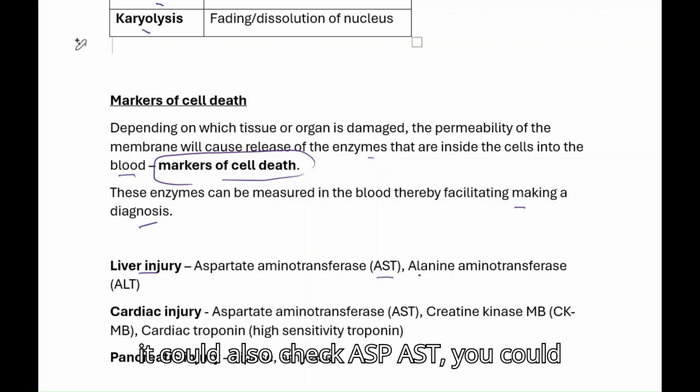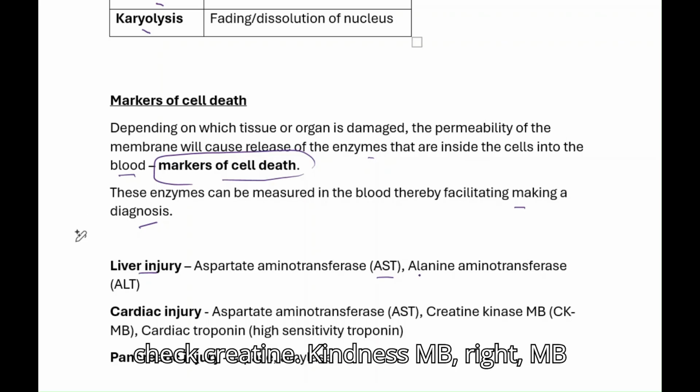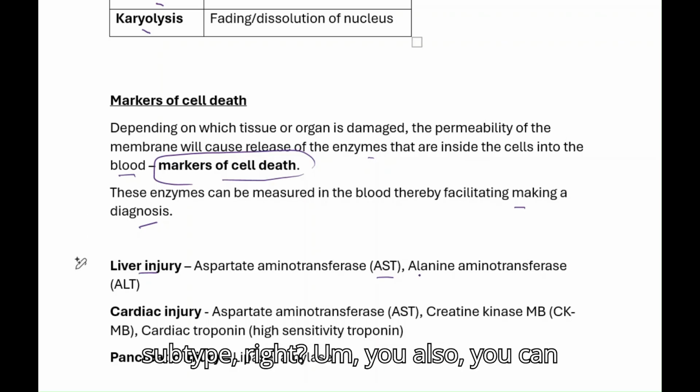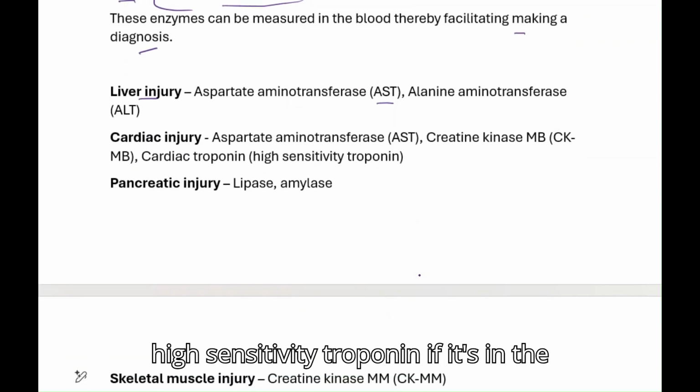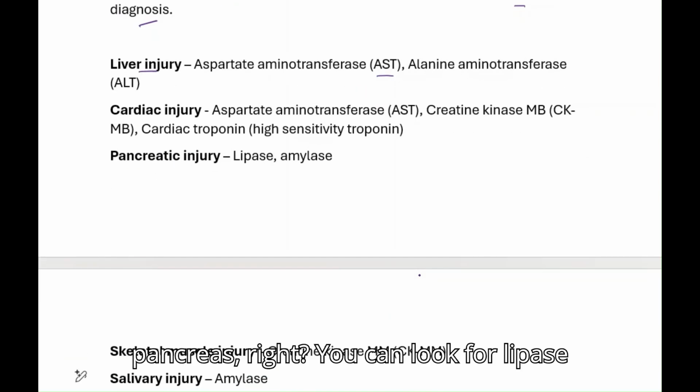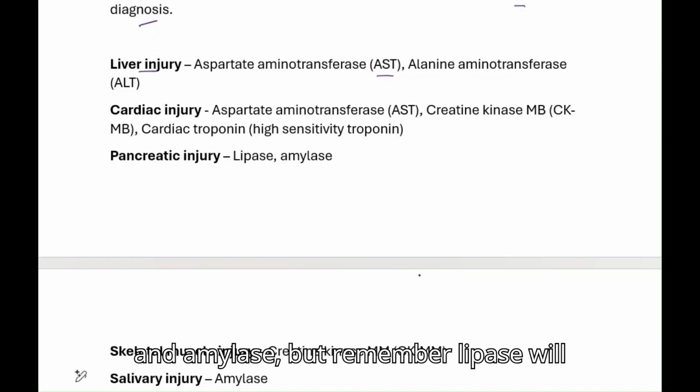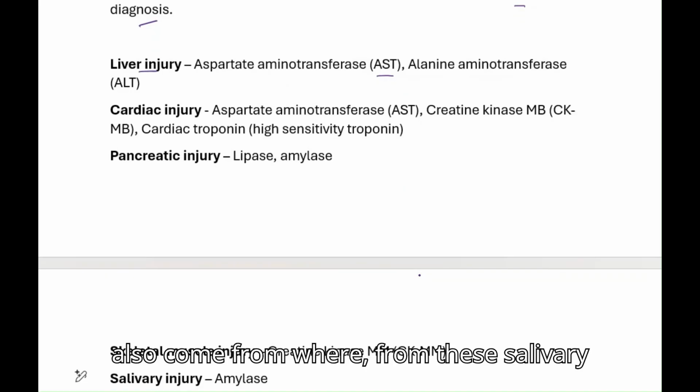If it's cardiac injury, you could also check AST. You could check creatine kinase, MB, right? MB subtype. You can check your cardiac troponin, like high sensitivity troponin. If it's in the pancreas, you can look for lipase and amylase. But remember, lipase will also come from where?